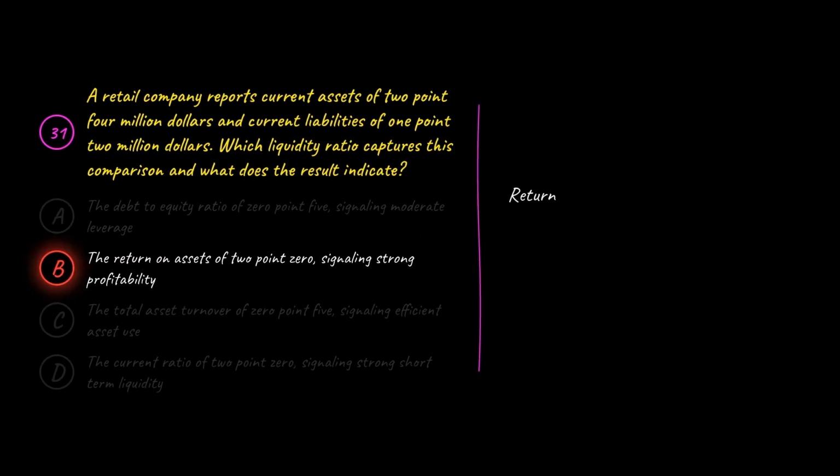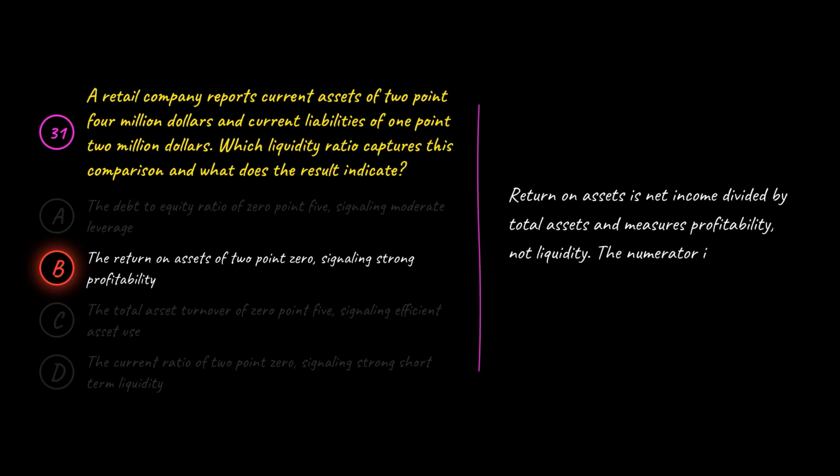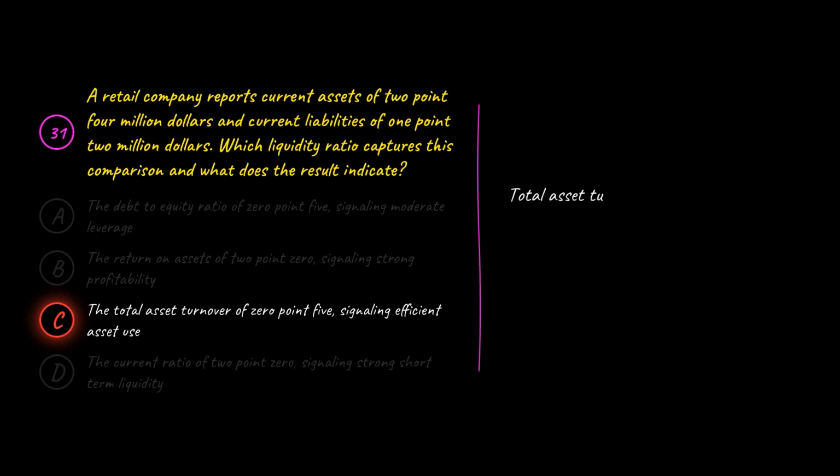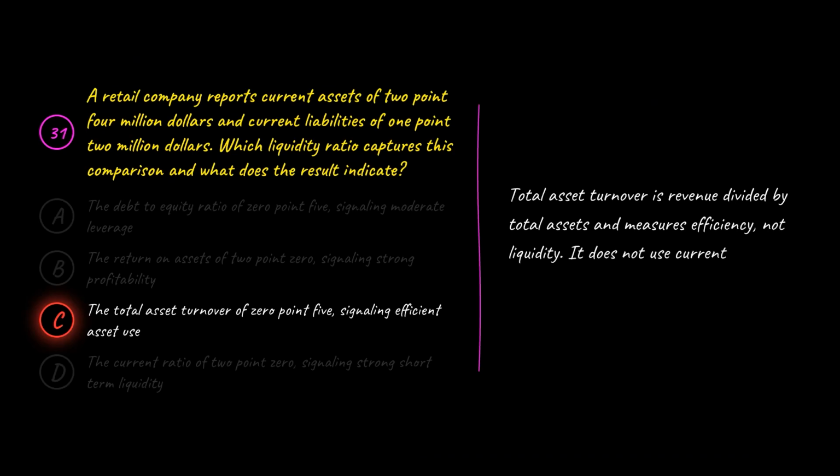B is wrong because return on assets is net income divided by total assets and measures profitability, not liquidity. The numerator is wrong for the data given. C is wrong because total asset turnover is revenue divided by total assets and measures efficiency, not liquidity. It does not use current assets or current liabilities.